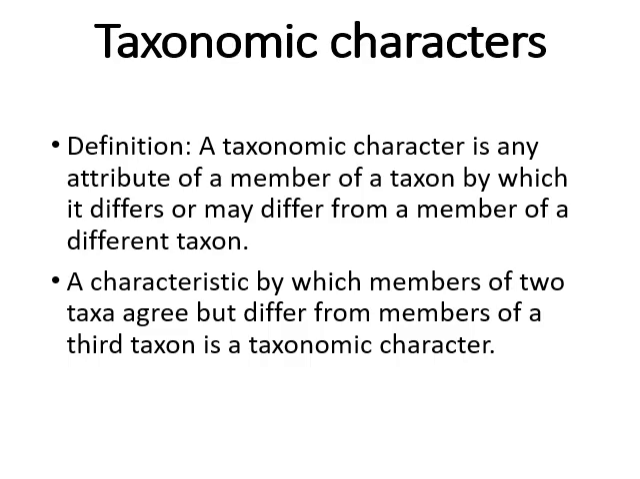The characteristic by which the members of two taxa agree but differ from a member of a third taxon is a taxonomic character. With these characters, we can easily observe the differences between different organisms, and we can distribute the animals into their different taxons.